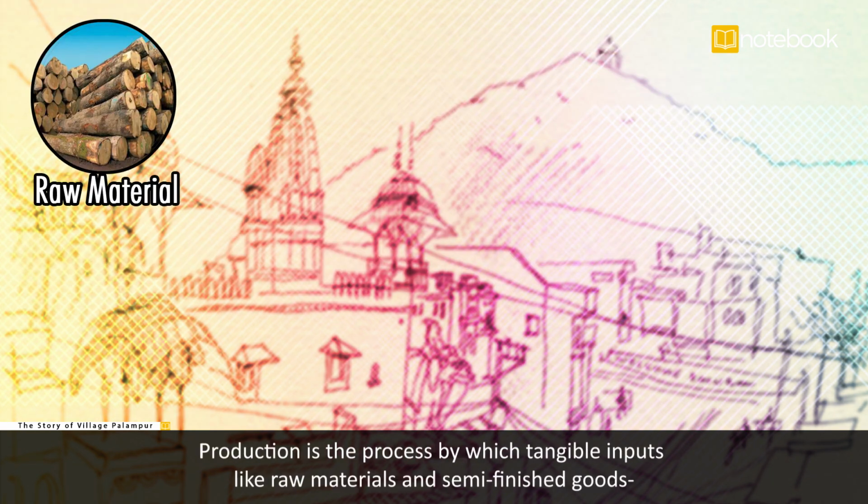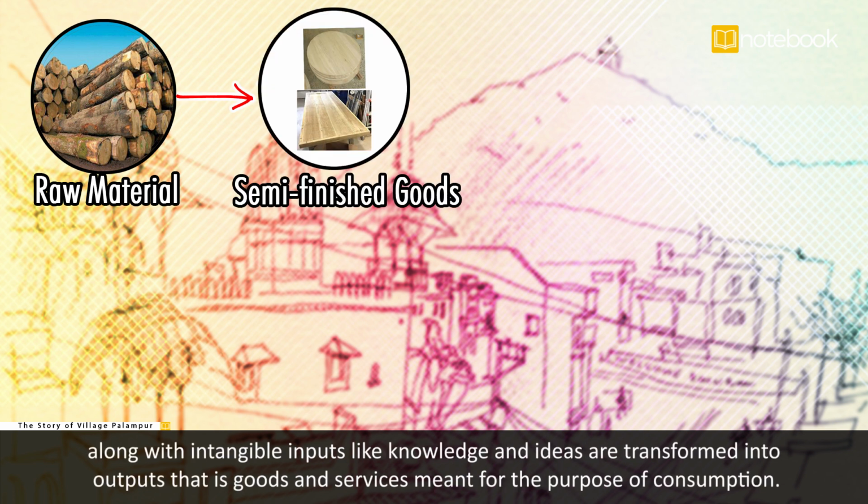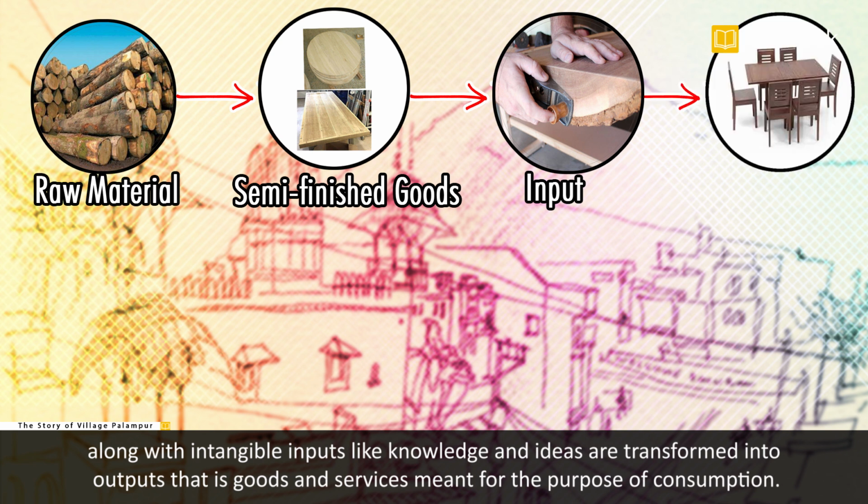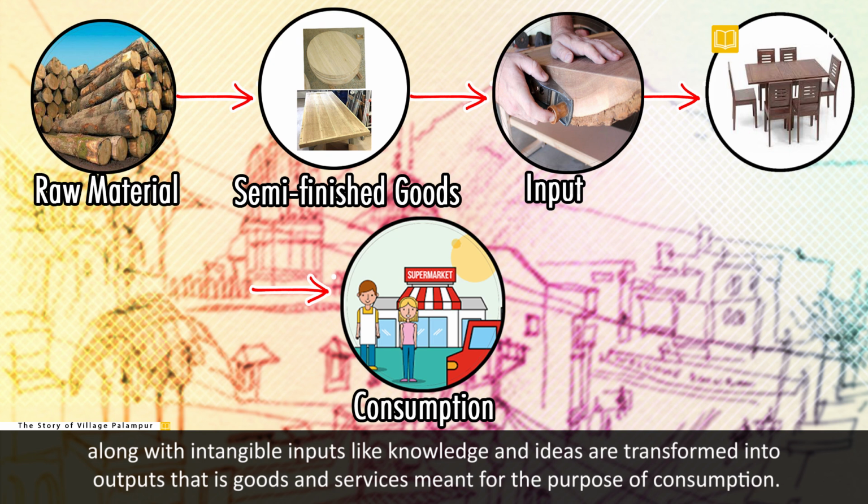Production is the process by which tangible inputs like raw materials and semi-finished goods, along with intangible inputs like knowledge and ideas, are transformed into output, that is goods and services meant for the purpose of consumption.